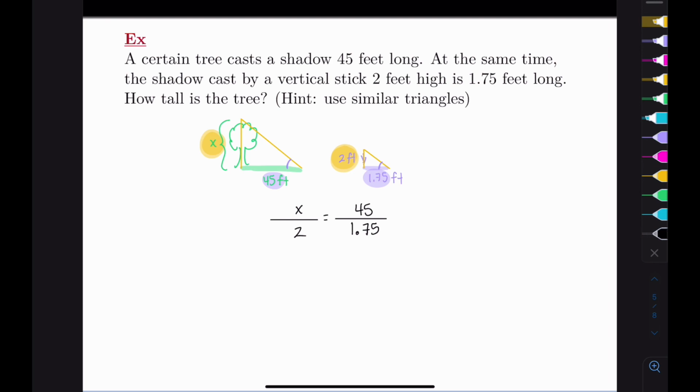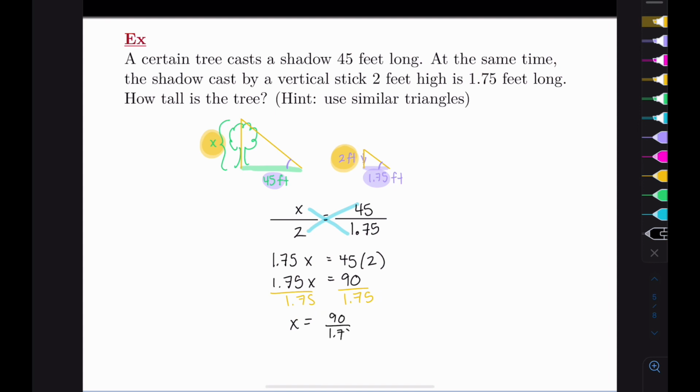So really, you can cross multiply. So that gives us 1.75x is equal to 45 times 2, or 1.75x equals 90. And then dividing by 1.75 gives us that x is equal to 90 over 1.75. And unfortunately, it's not a nice number. So your directions in your homework will say to round to however many decimal places. It's about 51.43 feet.